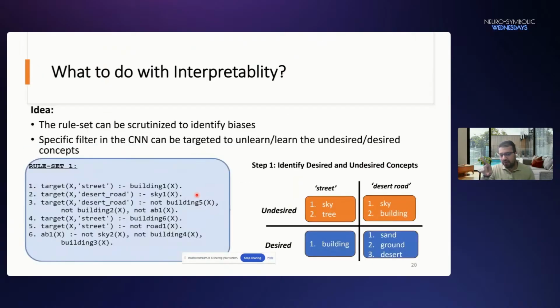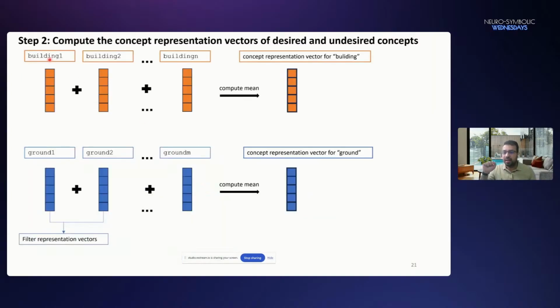Turns out we can do that because we have every concept linked to a filter, and a filter is nothing but a matrix that can be flattened to create these nice concept representation vectors, right? So every building filter can be aggregated together to create this concept representation vector. Every ground vector, for example, can be aggregated to create this ground representation vector. And we can create all these vectors for every concept that is desired and undesired.